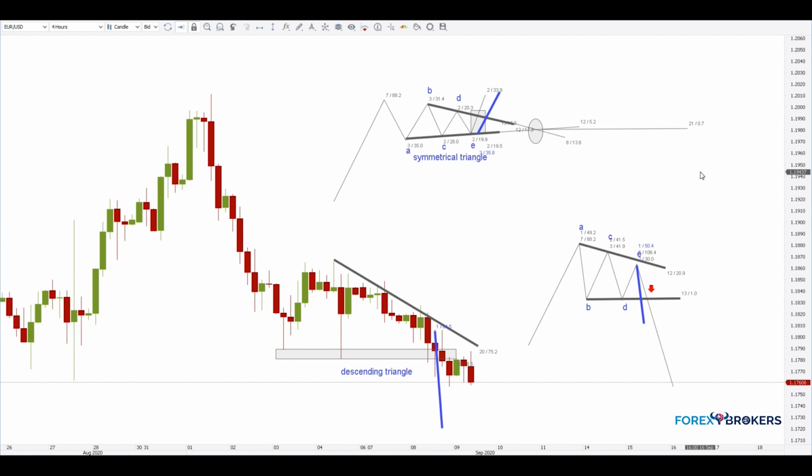Hello there, this is the third video part of contracting triangles, how to deal with contracting triangles. So far in the first two parts we've discussed the concept of a symmetrical triangle, which is a continuation pattern in the sense that the market breaks in the same direction as the previous trend. We also discussed the concept of a descending and ascending triangle, which is also a continuation pattern in the sense that the market breaks in the same direction of the previous trend.